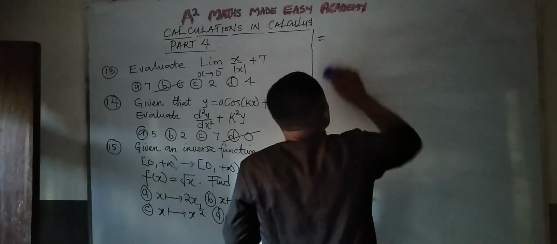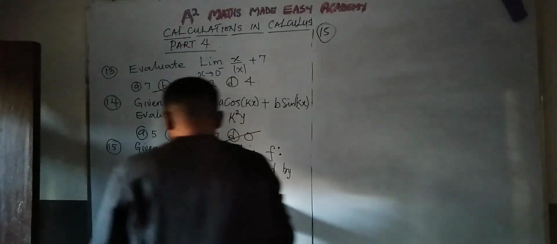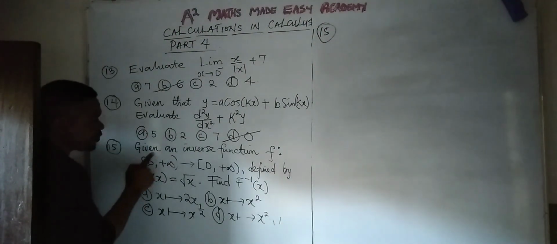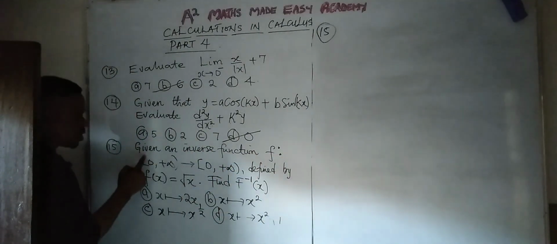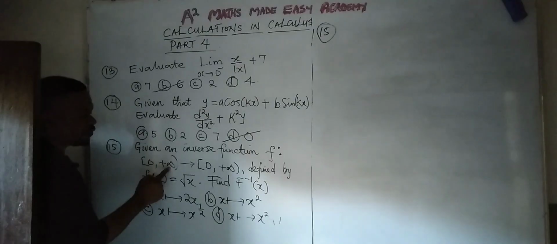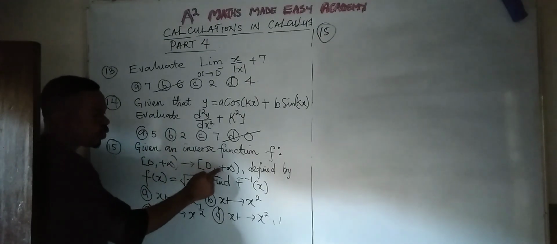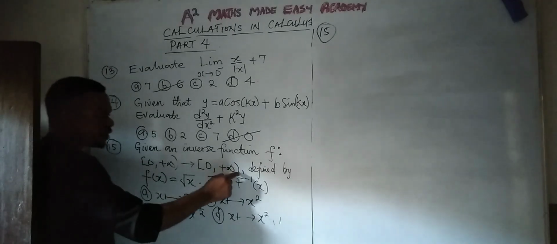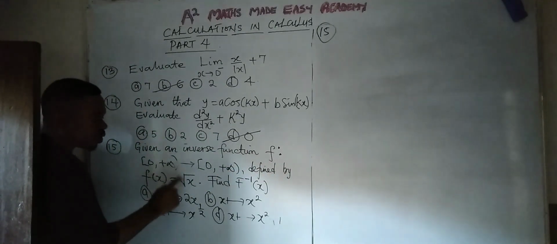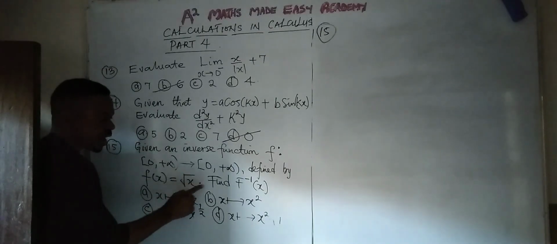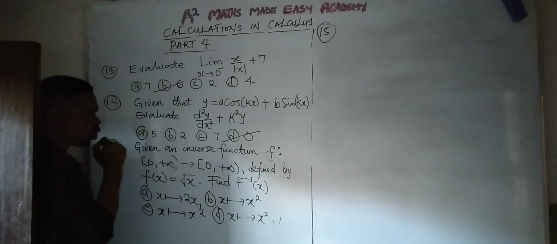Question number 15. Now, what is question number 15 talking about? Given an inverse function f such that [0, +∞) maps to [0, +∞), defined by f(x) = √x. What is the question? Find f inverse of x.